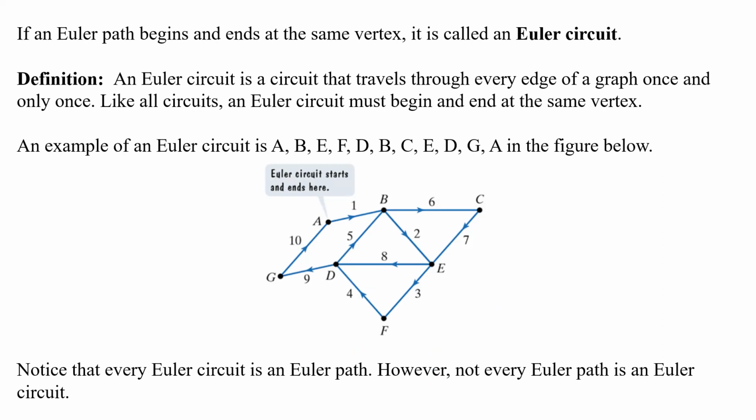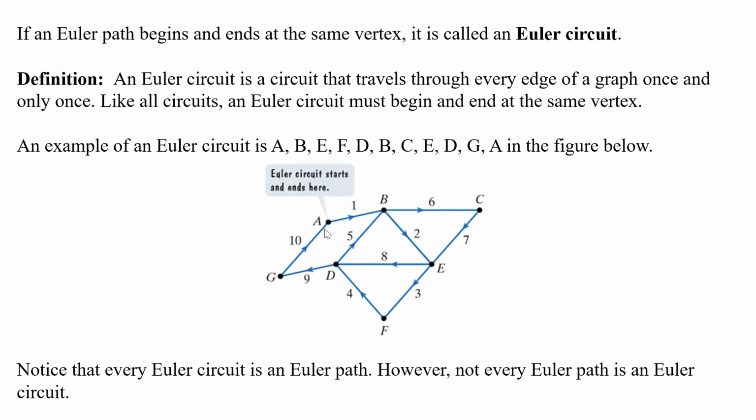All right, so if an Euler path begins and ends at the same vertex, it's called a circuit, like I was just mentioning. So an Euler circuit is a circuit that travels through every edge of a graph once and only once. And like all circuits, an Euler circuit must begin and end at the same vertex. So an example of a circuit here is we're going to go from A to B, then B to E, and then E to F, F to D, and then D to B, B to C, C to E, E to D, D to G, and then G rather back to A. And so we began and we ended both at A, the vertex here.